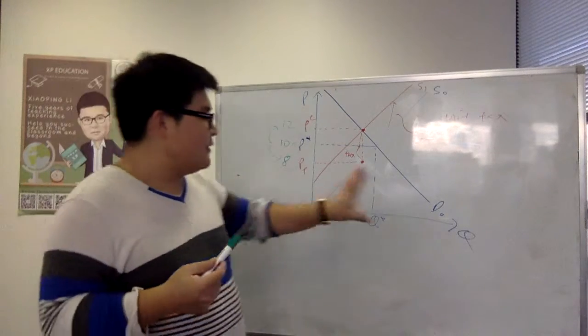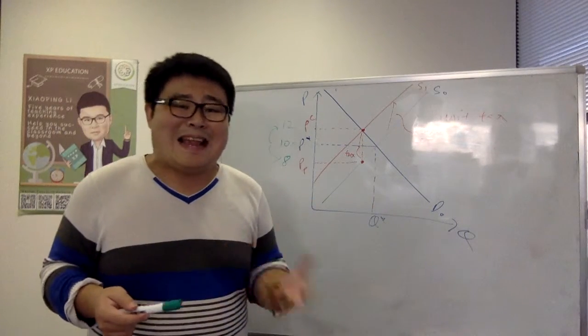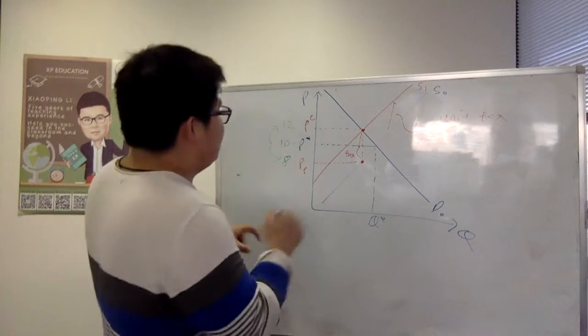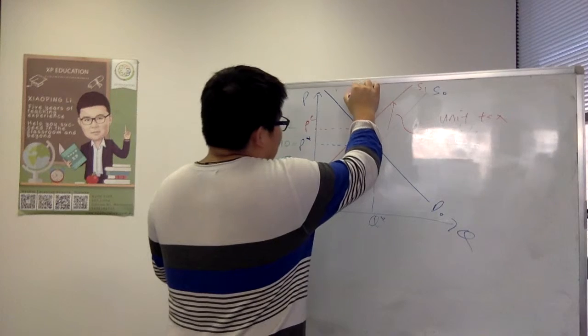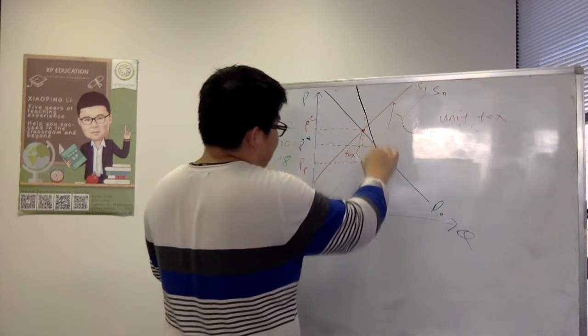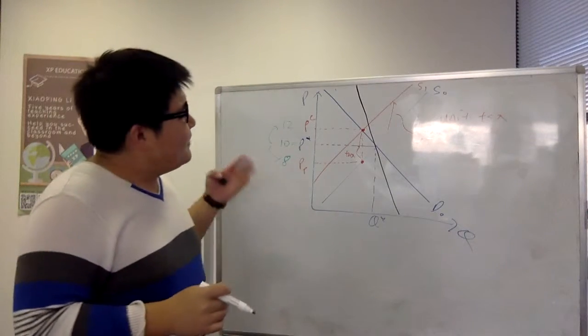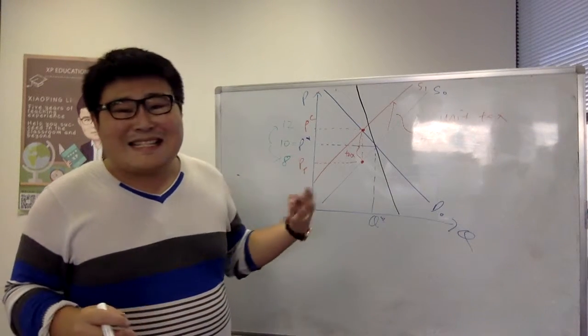Now, just to make things a lot more interesting, what happens if the demand curve is more inelastic? If it's more inelastic, the demand curve is going to be a lot steeper. Can we all see that? So the black line. As you can see, the demand curve is a lot steeper.